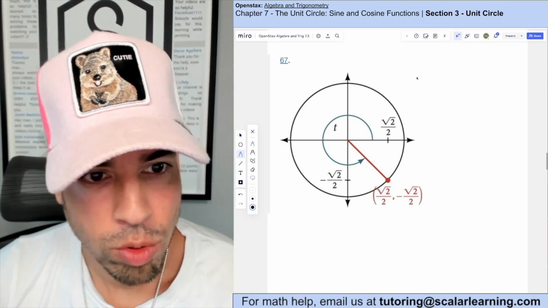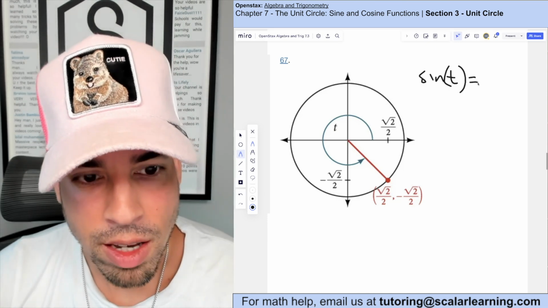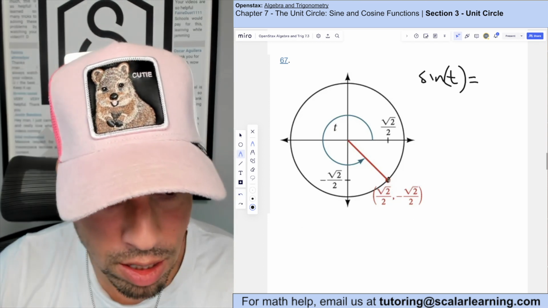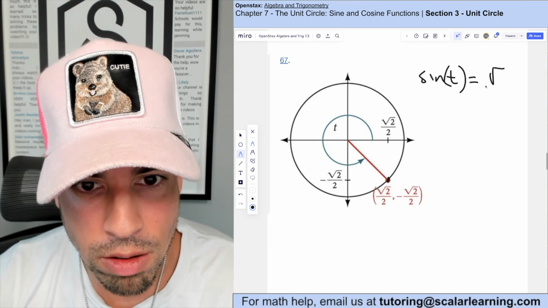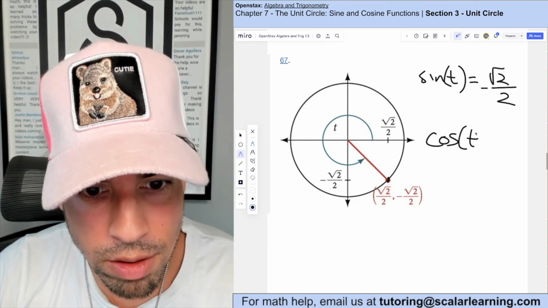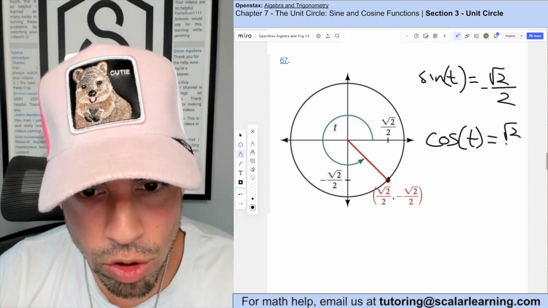Done. So for this one, we're trying to find first sine of t based in this unit circle. And the nice thing is that it's simply the corresponding y value of the coordinate that it hits in the unit circle, which is negative rad 2 over 2.